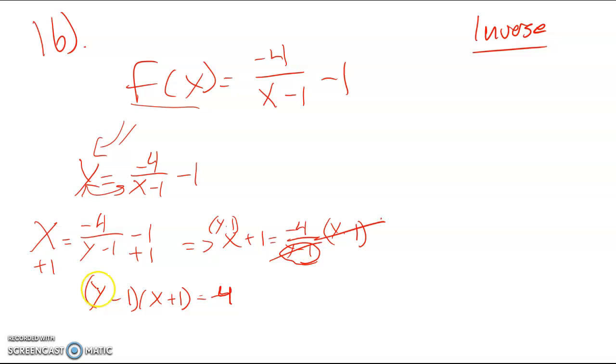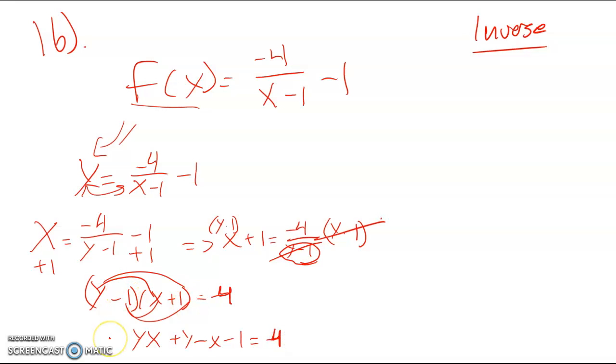Then we're going to take this y and both these binomials and distribute them out. If I do y times x, that leaves me with yx. y times 1 leaves me with 1y. Negative 1 times x is negative x. Negative 1 times 1 is negative 1, equals negative 4.